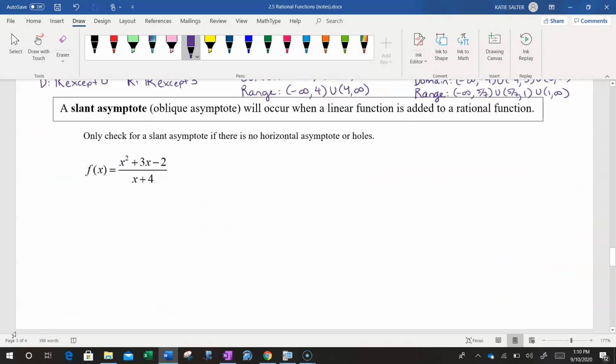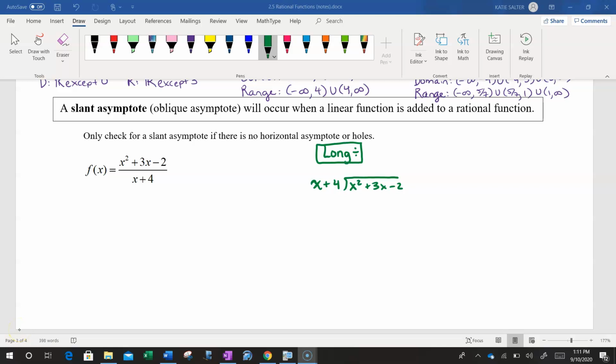But if you do not have a horizontal asymptote and it's not a line with a hole in it, what you're going to want to do is use long division or synthetic division to rewrite this fraction in that form and see, is it a linear function plus a rational function? So I'm going to go over both of those since it's been a while for you. For long division, what we would do is we'd set this up. We'd say x plus 4 divided into x squared plus 3x minus 2.